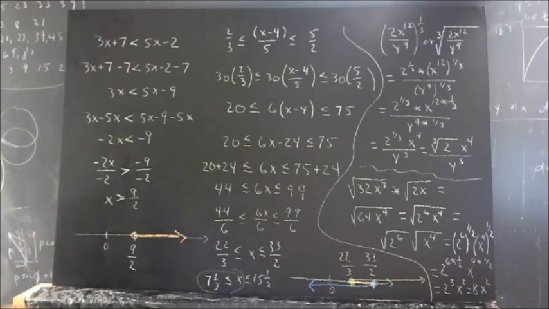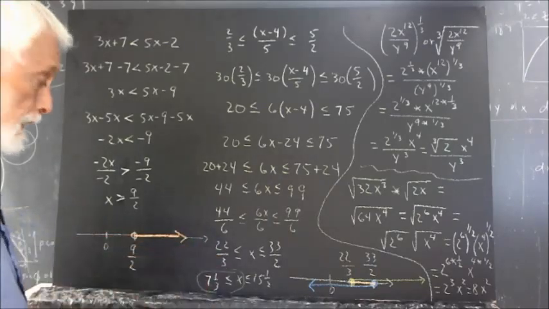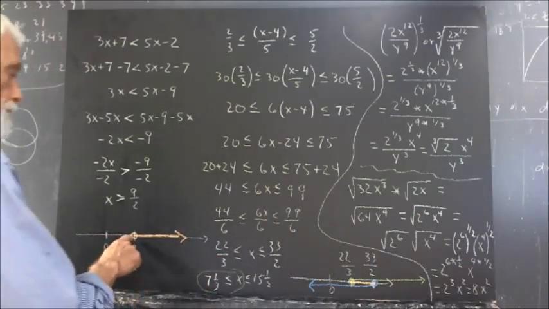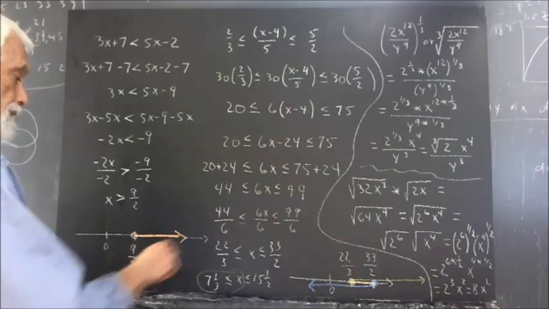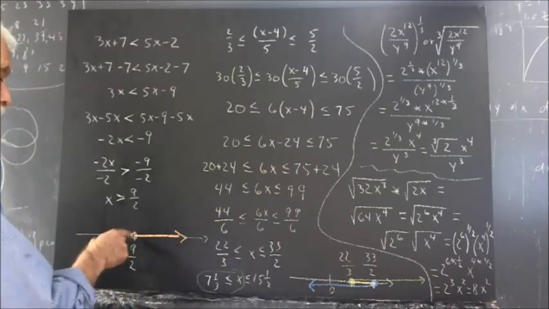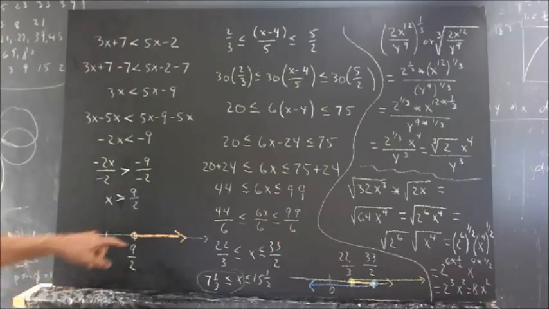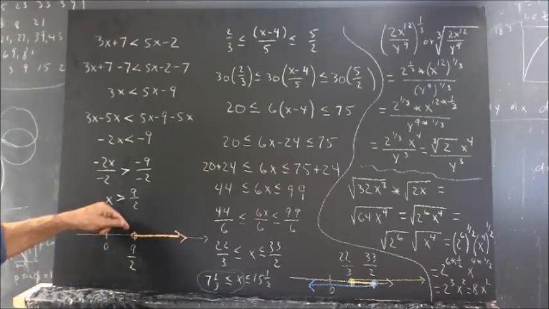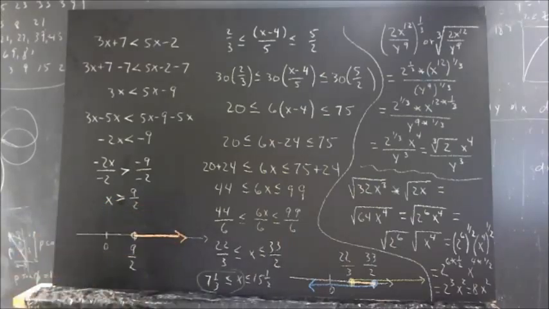Our graph then consists of all numbers that are greater than 9 halves. That would consist of all numbers on the ray described by this arrow, except for 9 halves, and we put an open dot here at 9 halves to indicate that the point where x equals 9 halves is not included in the solution. Okay?